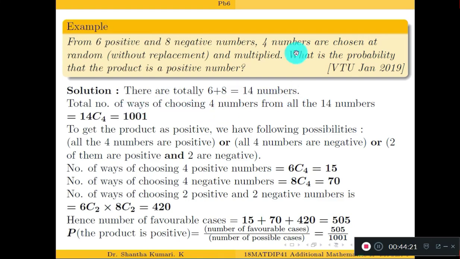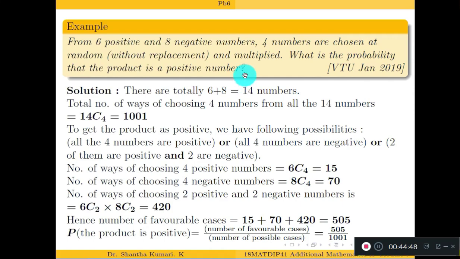Total number of selections: what is the question? 4 numbers are chosen at random. So in how many ways can you select 4 numbers out of these 14 without any condition? We can select in 14C4 ways, combinations. Calculate using the calculator, it gives you 1001. Now what is the condition here? What is the probability that the product is a positive number?